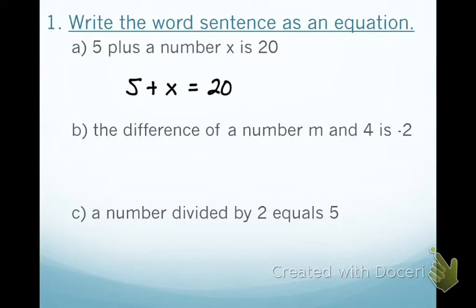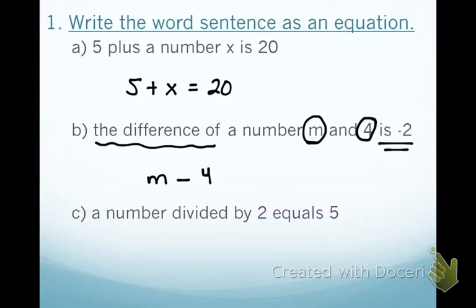This next one, we kind of mentioned it a minute ago, the difference of. What sign goes with the difference of? Subtract. So let's put a subtraction. And then it says the difference of a number m and 4. Which do you think will go first, the m or the 4? The m, because when reading it from left to right, it needs to also be just like the original problem. And then it says is negative 2. What will we write for that? Equals negative 2.